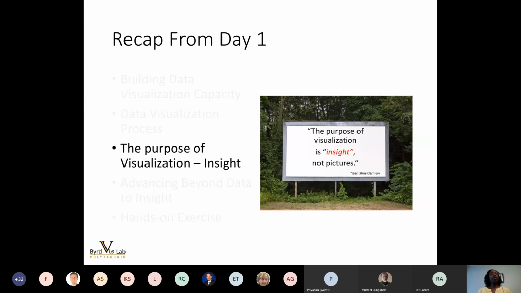So be thinking, as you are creating your visualizations, about who your audience is, what you want them to be able to understand, and what you want to convey, because all of these things impact your outcome. So remember, the purpose of visualization is insight. Pictures are just the icing on the cake.